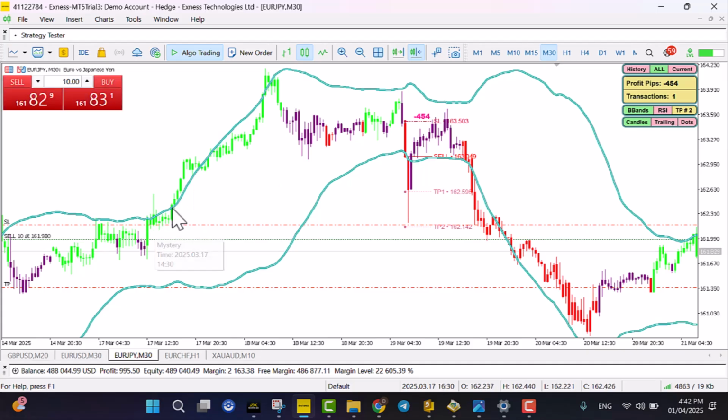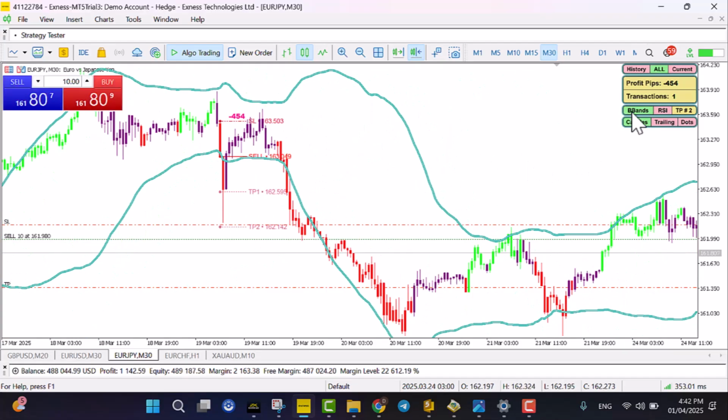Now, I did not use this strategy as a standalone here, because I'm using the price momentum and the strength of the price as the main strategy, and I added this as a confirmation, as a filter to filter out all the bad trades that I got in here. I hope that you understand that, and that's the use of the Bollinger Band in this indicator.